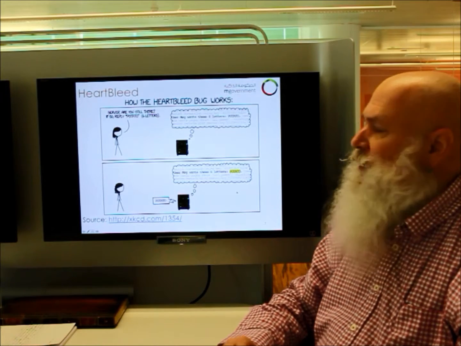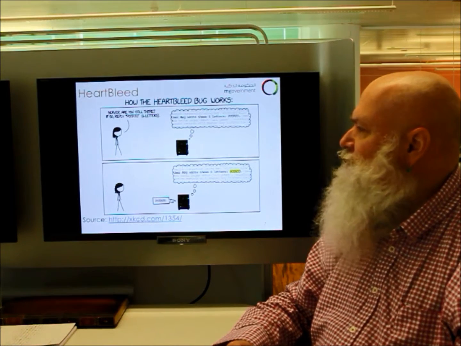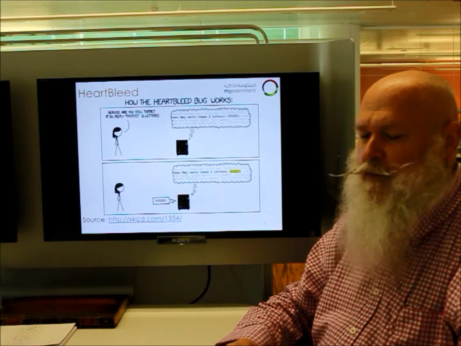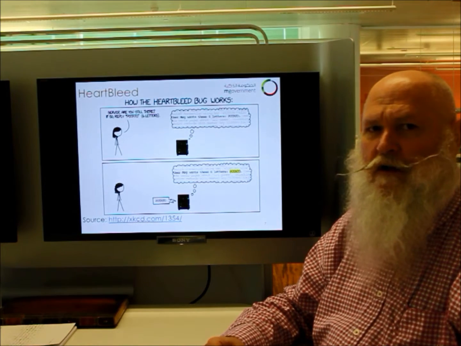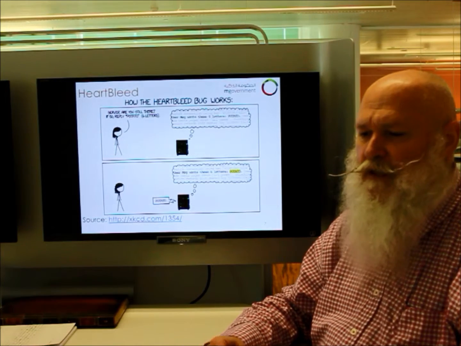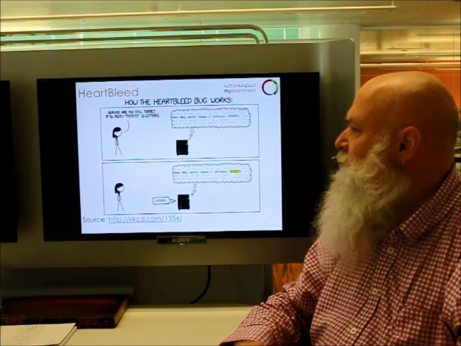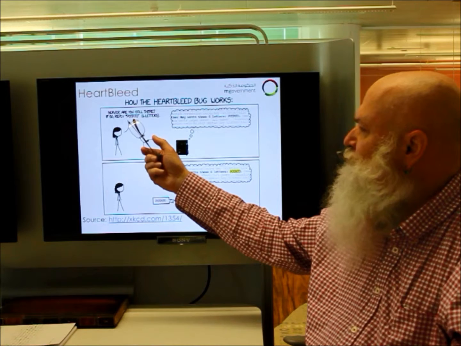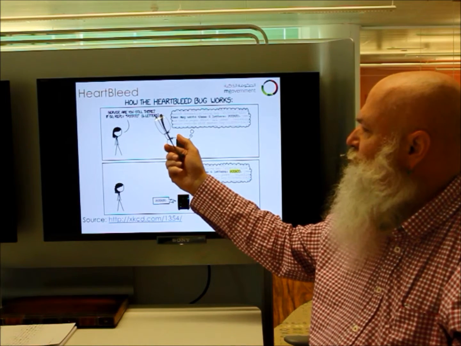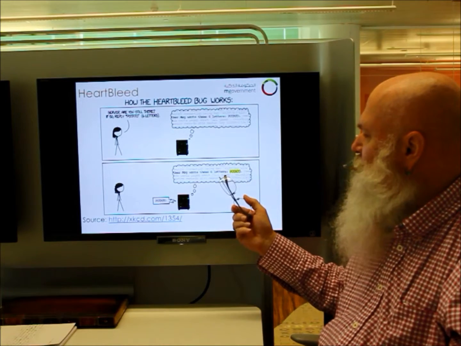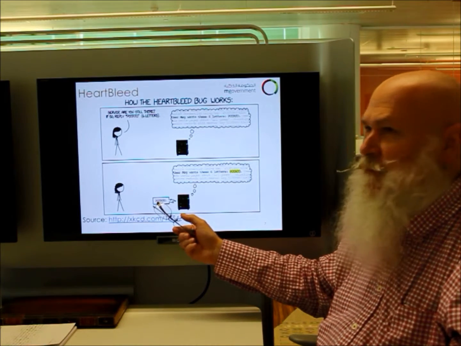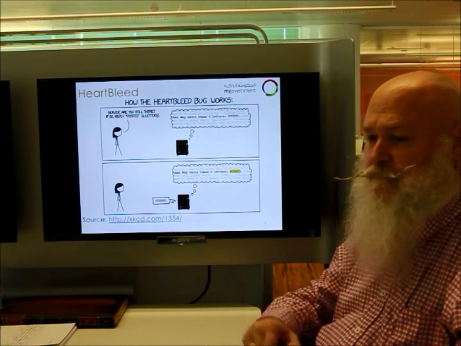The optional Heartbeat extension to TLS and DTLS provides a way for the client and server to keep the connection alive and secure without renegotiating it. The requester sends a message containing a random payload, in this case potato, and a length, 6 characters. The server receives that and responds with the requested random payload.